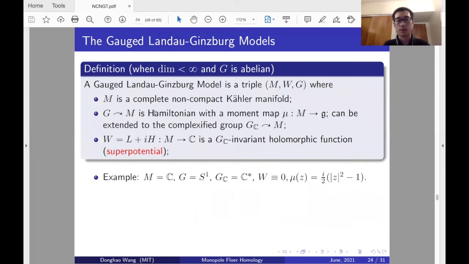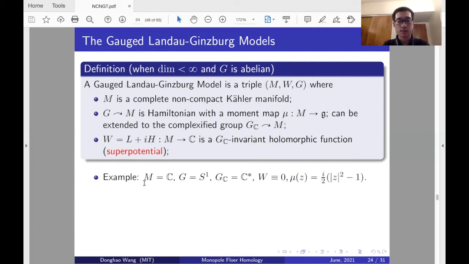In this case, we obtain gauged Landau-Ginzburg models. A gauged LG model is now a triple, where M is again a complete non-compact Kähler manifold, G is a compact abelian Lie group. This action on M will preserve the Kähler structure. We also want this action to be Hamiltonian, admitting a moment map. We also want this action to be extended to the complexified group, and this complexified action is required to be holomorphic. Our superpotential here is again a holomorphic function on M, but now we require W to be G_C invariant.